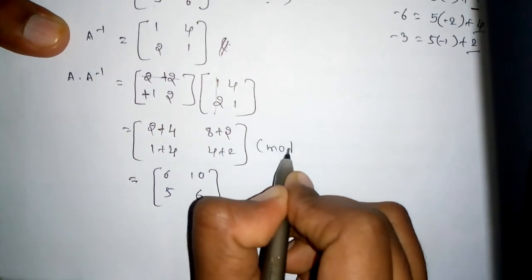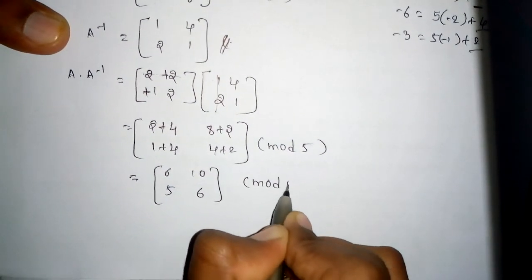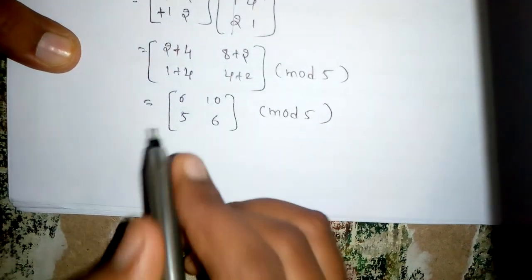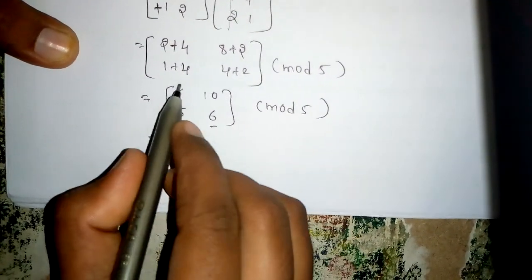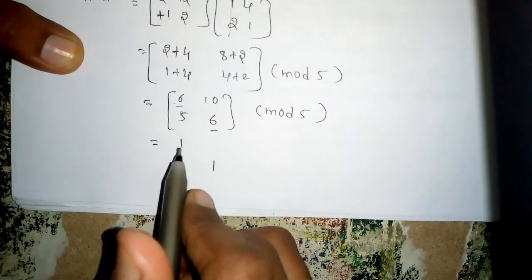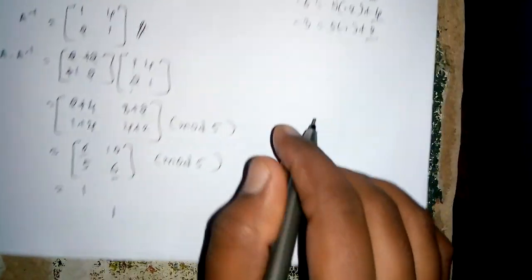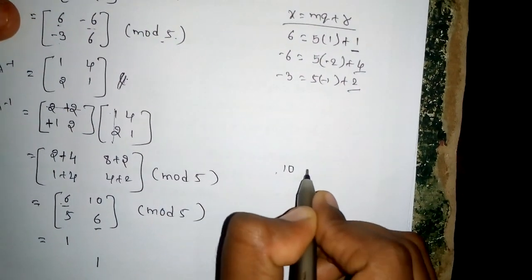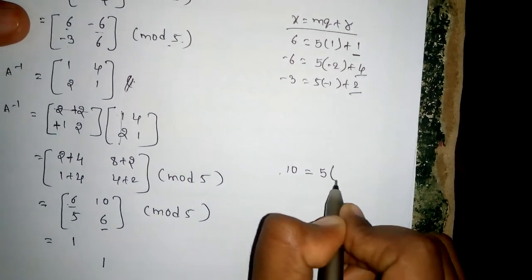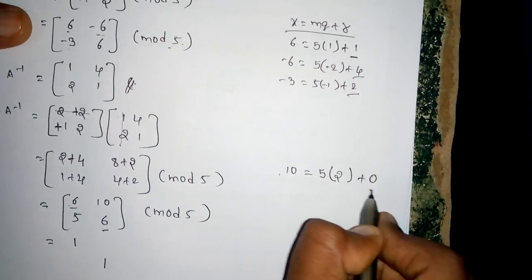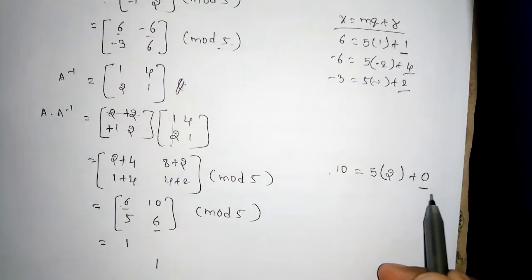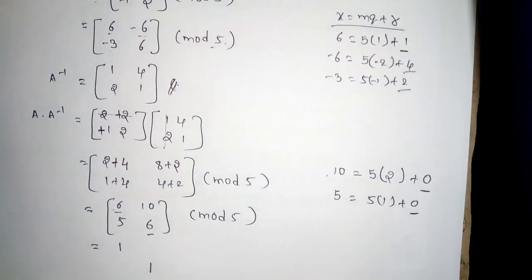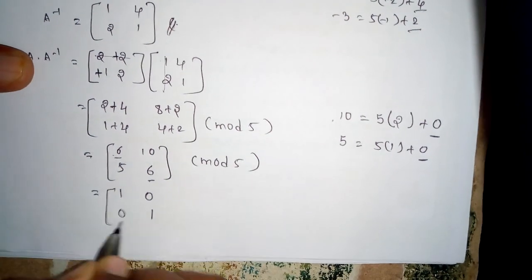See, here we have modulo 5. These values are greater than 5, so we should change these values first. On the above side we already solved this. By changing the 6 into modulo, we will get 1, 1. And for 10, it is something different. Using the same formula, 10 equals 5 into 2, so the remainder will be 0. And for 5 also, 5 into 1 plus 0, we get the remainder 0. We will write them like that.